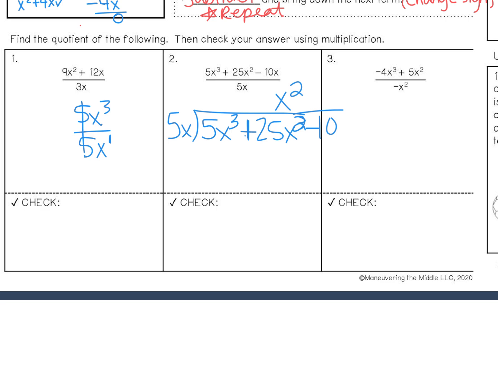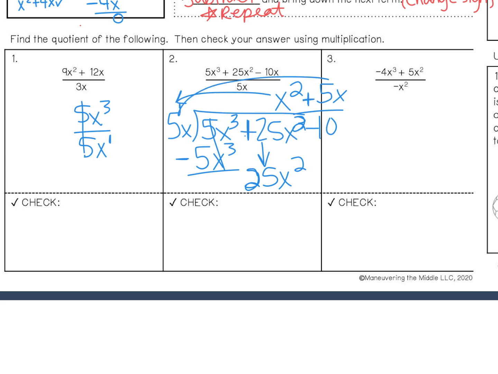So we divided and then we said, okay, now we need to subtract, or I'm sorry, multiply. So 5x times x squared is 5x to the third. We're going to subtract. So now we're going to bring down what we have. This is 0, so we don't need to write anything. What times 5x is 25x squared? What kind of 5x? Positive 5x. Make sure you have a sign. And now we're going to multiply that. 5x times 5x is 25x squared. Subtract. Bring down the negative 10.